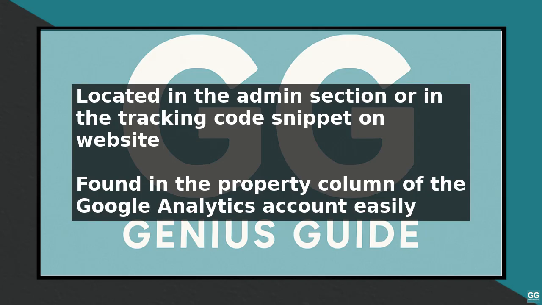Next step is to understand the structure of the tracking ID. It consists of two parts: the prefix UA and the unique identifier. The prefix UA stands for Universal Analytics, which is the version of Google Analytics. The unique identifier is a series of numbers that identifies the property.